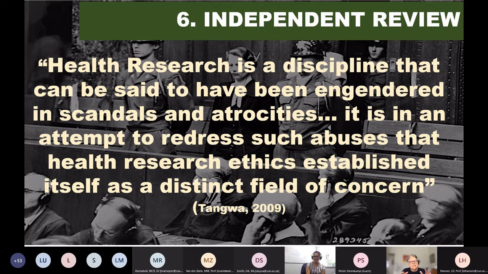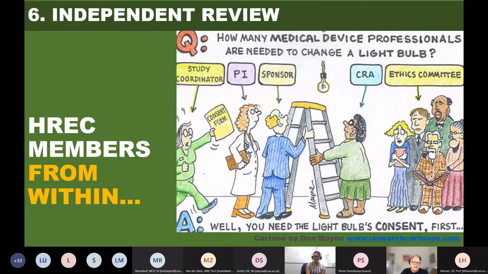And that came about even from the Nuremberg Code and later. It's so important, because we've been through so much in terms of sadness, that we need to have health research ethics as a distinct field of study and distinct measures to actually have independent review.